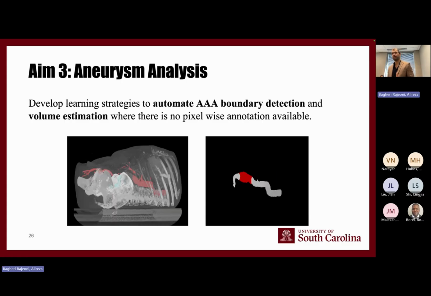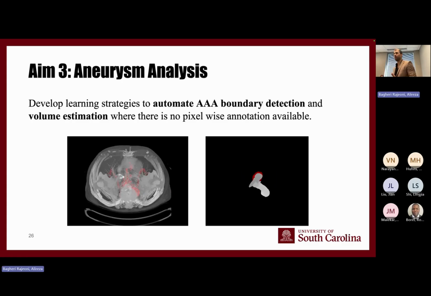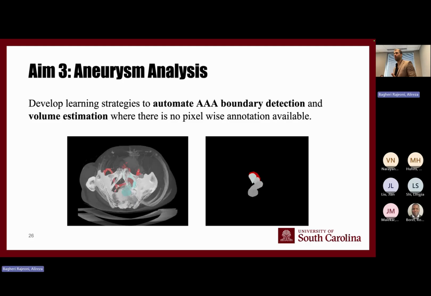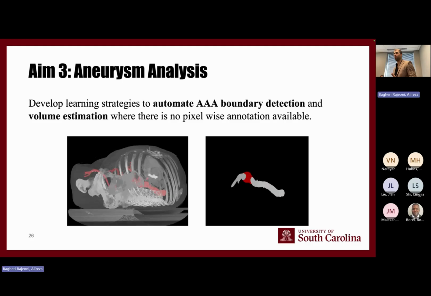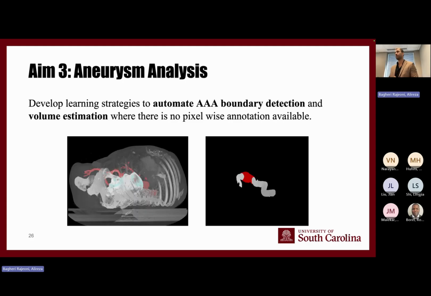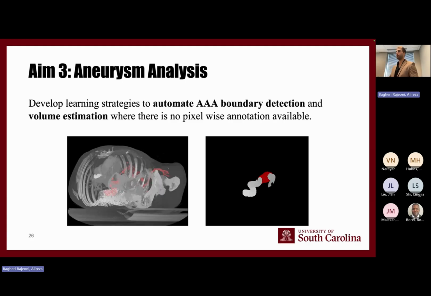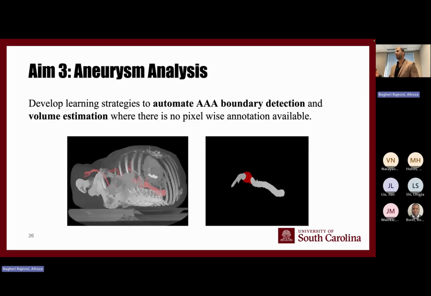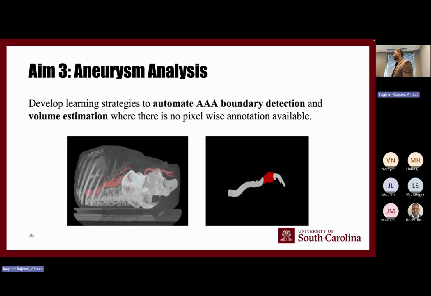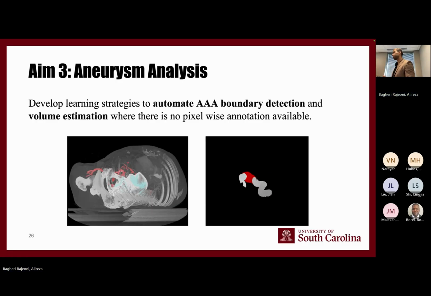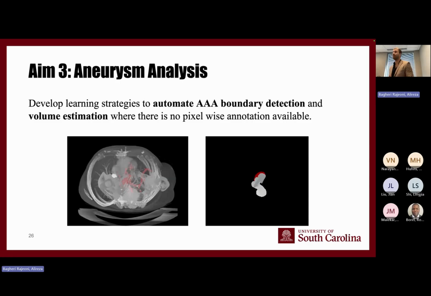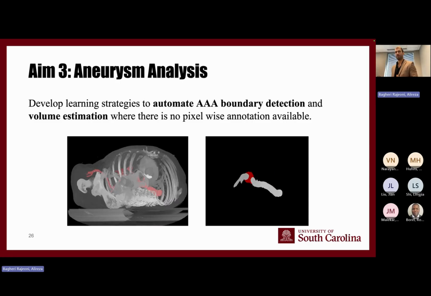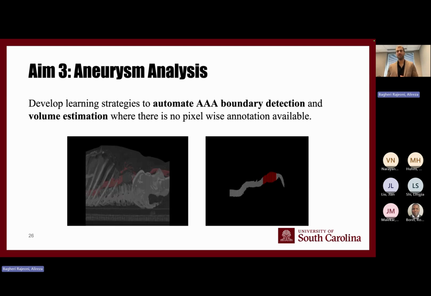And for the aneurysm, our goal was, how can we measure the volume of aneurysm? In order to do that, first we need to extract the vascular system, including the aneurysm. Second, we need to detect the boundary of the aneurysm. And when we do that, only then can we measure the volume of the aneurysm. So three goals here.